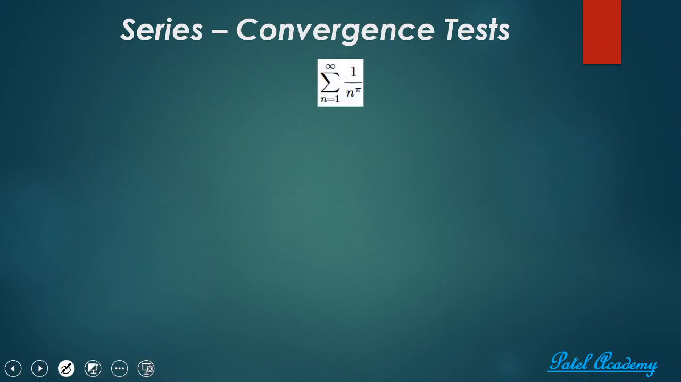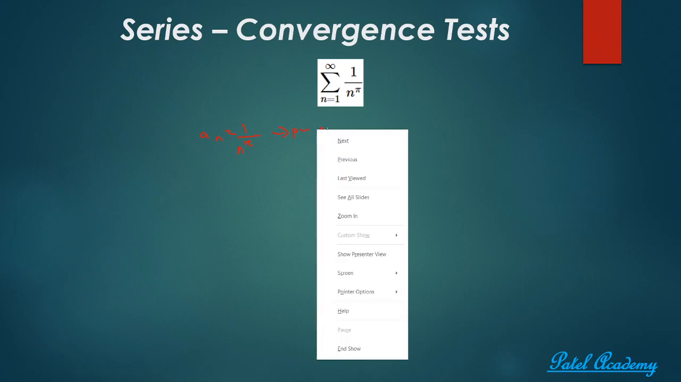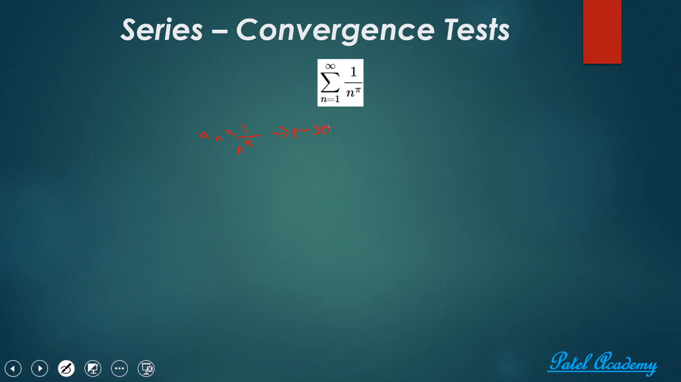So an example. This is very straightforward. We have the series as n goes from 1 to infinity of 1 over n to the pi. First, we identify that this is a p-series, and that because pi is greater than 1, this will converge. Okay, fairly straightforward.